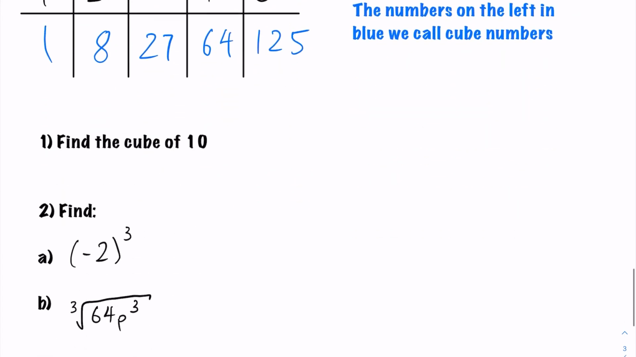So find the cube of 10. Well, similarly to finding the square of, finding the cube of is just the same as saying 10 cubed. So 10 cubed is 10 times 10 times 10, which would be 1000. 1 with 3 zeros.